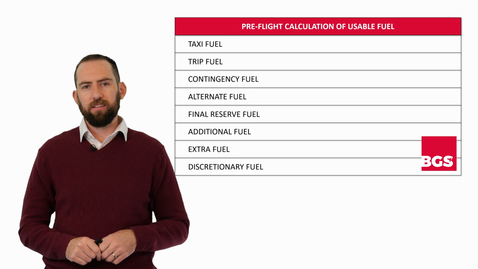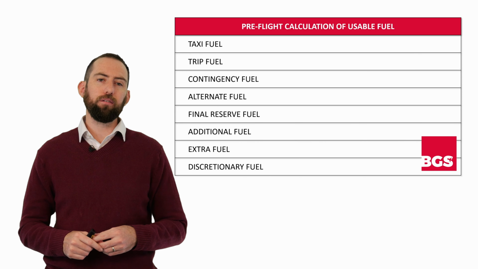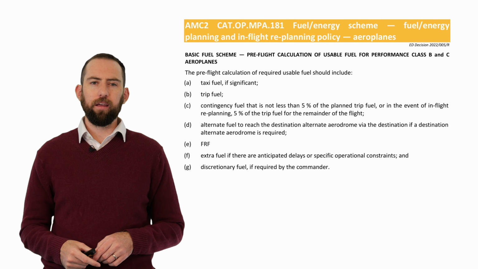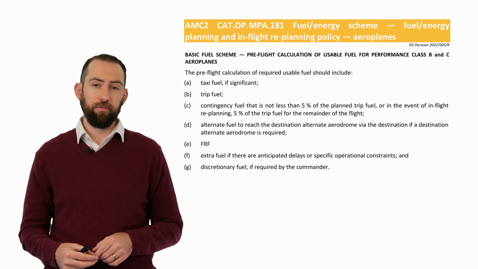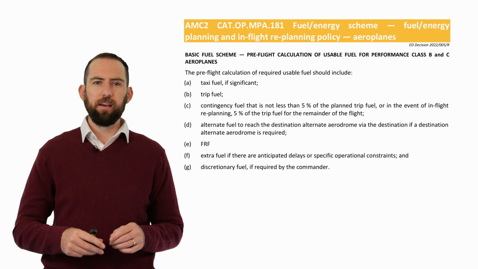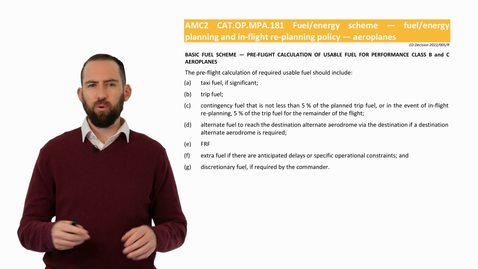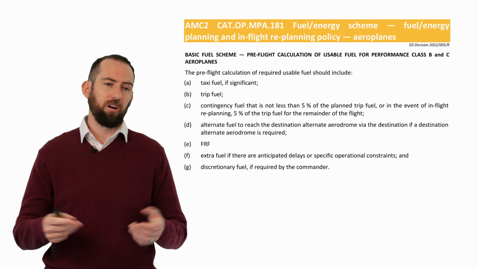And that's everything we need to consider for Performance Class A aircraft. Here's a summary slide with each category to consider for the pre-flight calculation of usable fuel. As I mentioned earlier, this final slide shows that Performance Class B aircraft may be able to meet the regulatory requirements using simpler methods. The broader structure of these requirements largely remains the same.